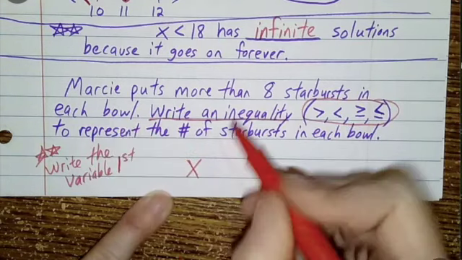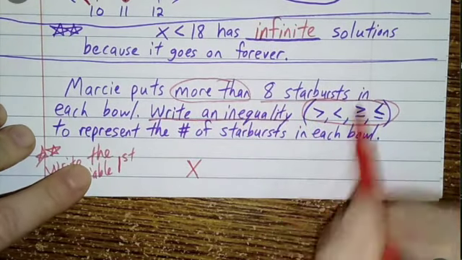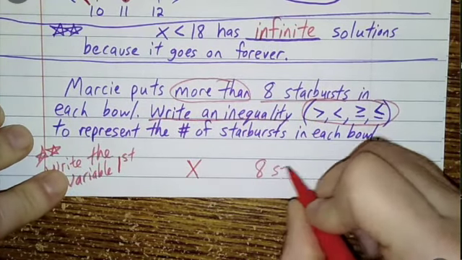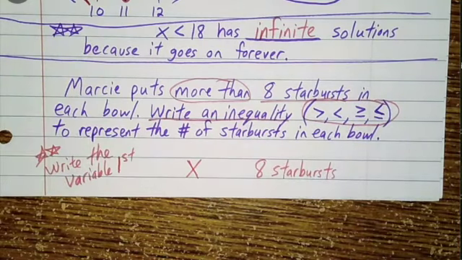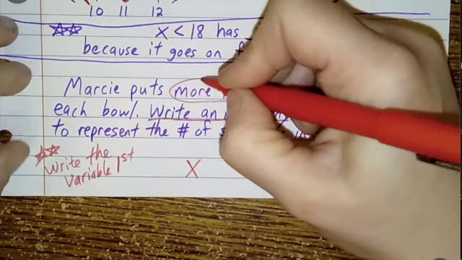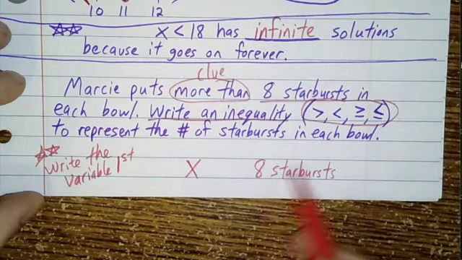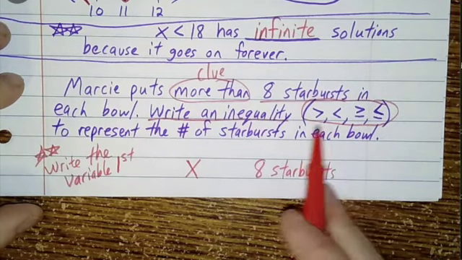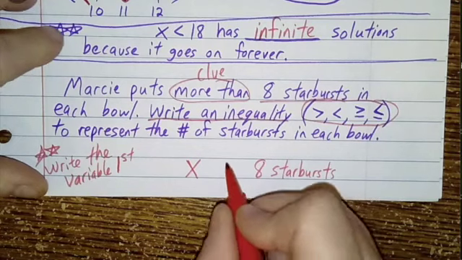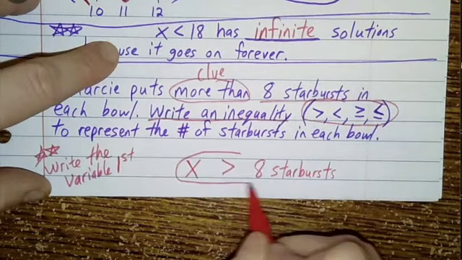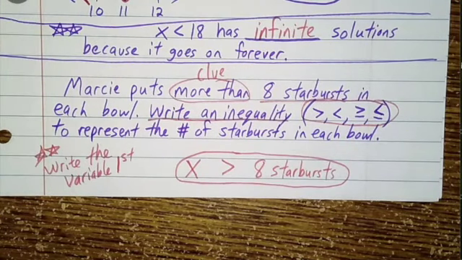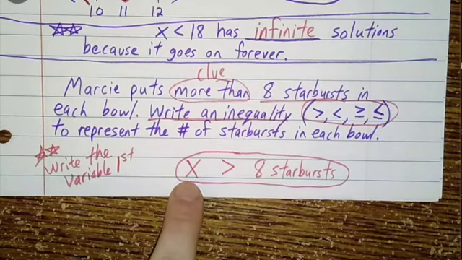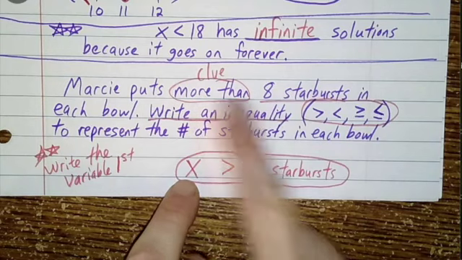Well, we know she's going to put more than 8 starbursts in each bowl. So I know 8 starburst is my number. Now I just have to figure out which inequality: x is what compared to 8 starbursts. She puts more than. More than is kind of like my clue. More than 8 doesn't mean it could equal 8, so it's none of these that have the equal sign. It's got to be one of these. Which one means more than? We use the greater than sign. X is greater than 8 starburst. So it's an inequality, and you're writing it. If they don't tell you which variable to use, you can just pick x or one that you like. You have your number, and then you just have to find your clue to figure out which inequality to write.